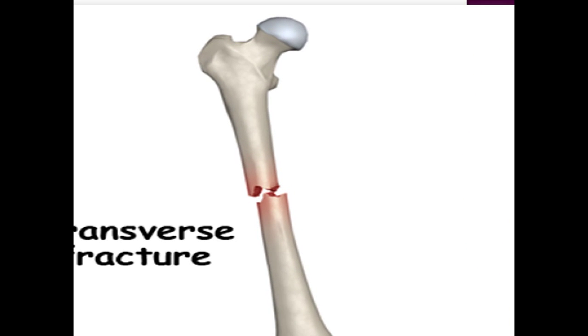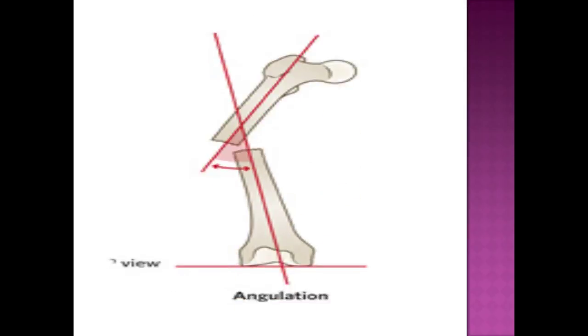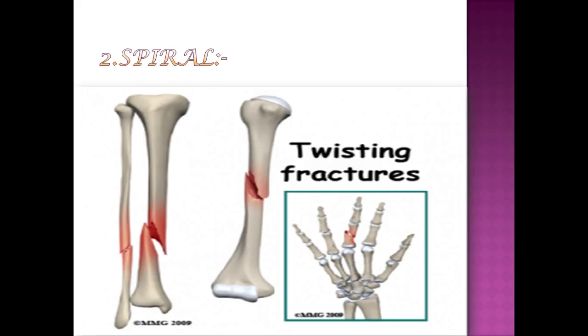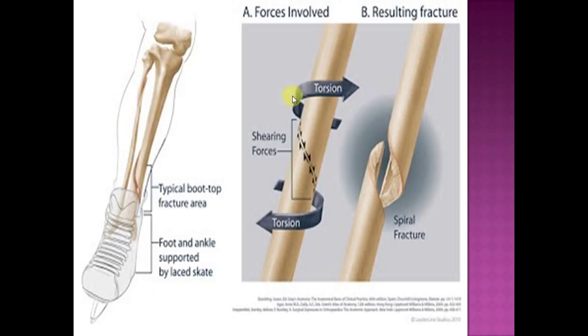The transverse fracture is the first type, and it is caused by angulating force. Okay, transverse fracture caused by angulating force. This is the direction of the angulating force. While the second type is the spiral fracture, or it's called the oblique fracture. It's caused by twisting force or torsional force or shearing force. As we see, this is the direction of torsion or shearing force.